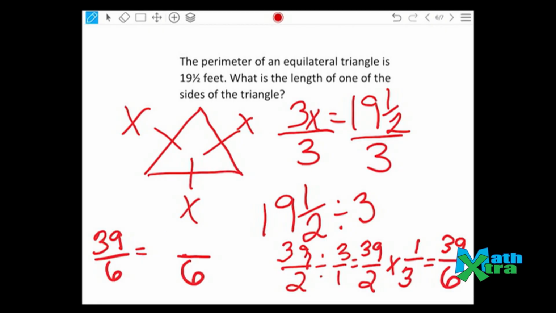6 times 6 is 36. That's the closest we can get to 39 without going over. And then 3 will be our numerator. That's what's going to be remaining. From here, we do need to simplify our 3/6, which equals 1/2. Our final answer is 6 and 1/2.